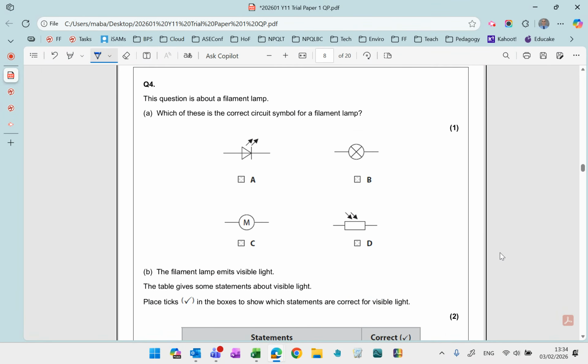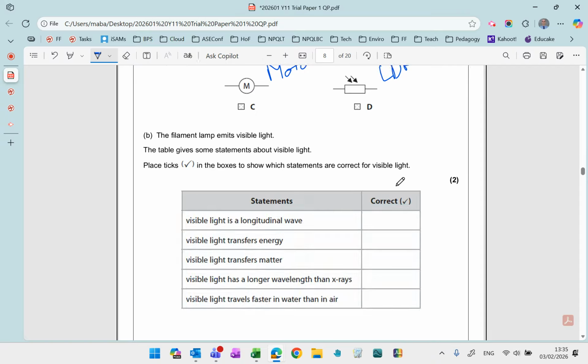Okay, moving on to question 4. Hopefully you know that A is an LED, and that C is a motor, and that D is an LDR, light dependent resistor, so that just leaves B. That's the correct answer for a filament lamp.